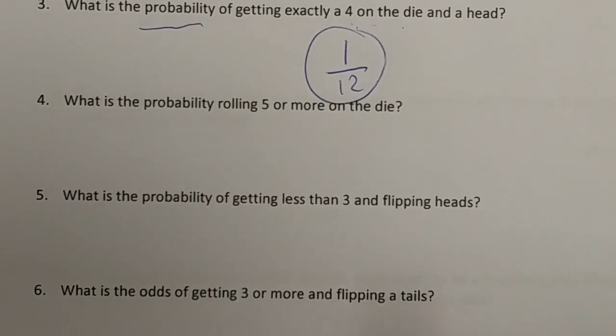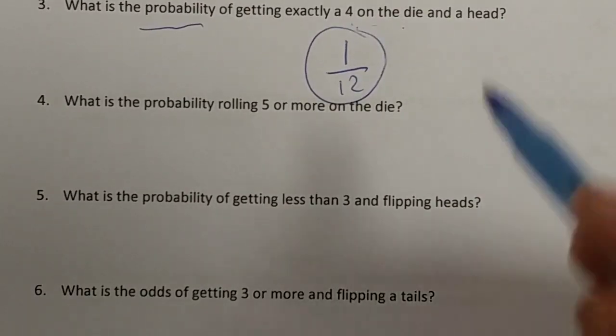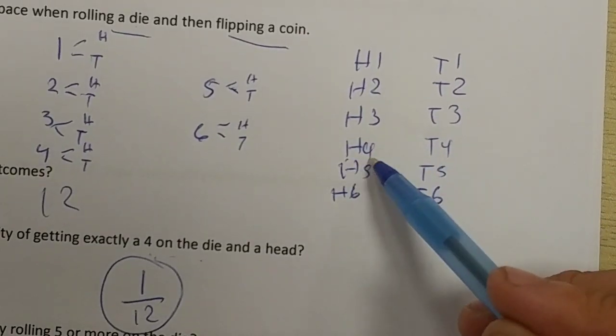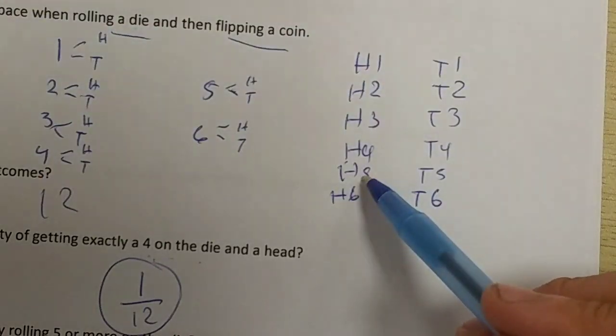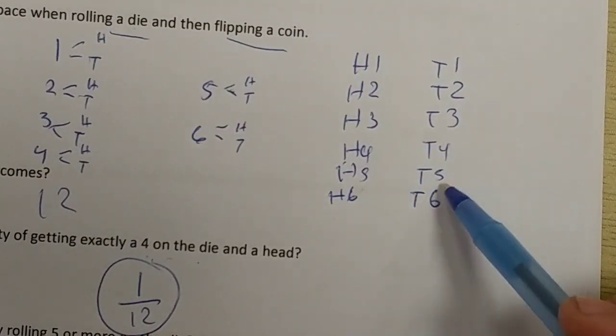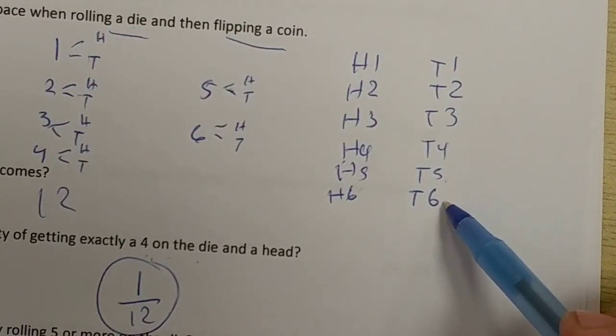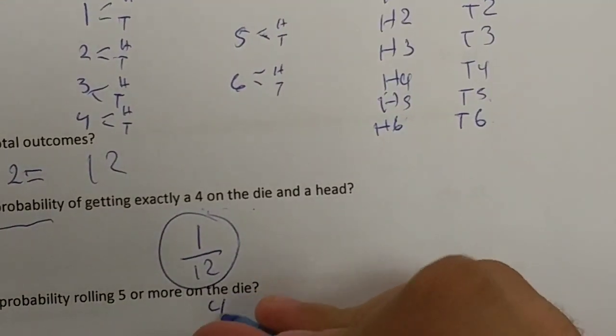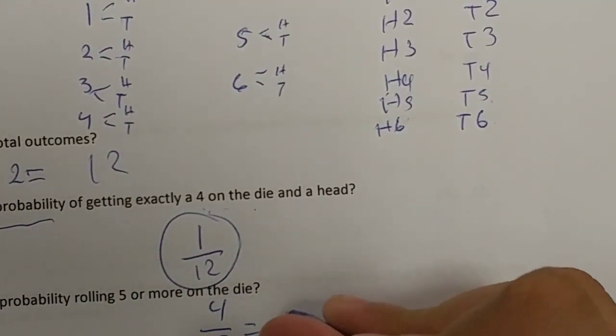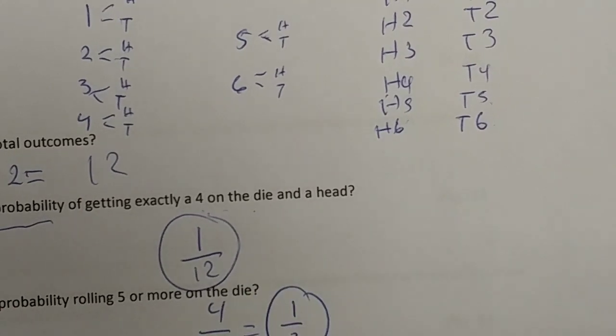Next one, what's the probability of rolling 5 or more on a die? Well, this has 5 or more, that's 1. That has 5 or more, that's 2. This has 5 or more, that's 3. This has 5 or more, that's 4. So that's 4 over 12, which reduces to 1 over 3.